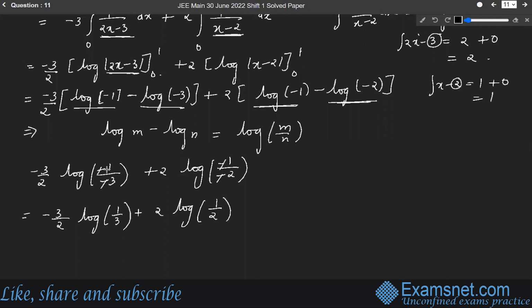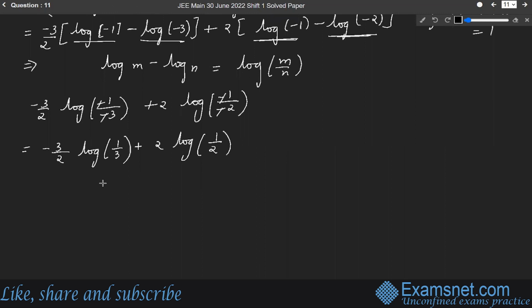Right? Now let us do one thing. Let us take the negative sign common. So when we take the negative sign common, we have 3 by 2 and this expression will be reversed. So it will be log of 3 by 1, so log of 3, minus 2 into log of 1 by 2, which will also be reciprocal, so 2.